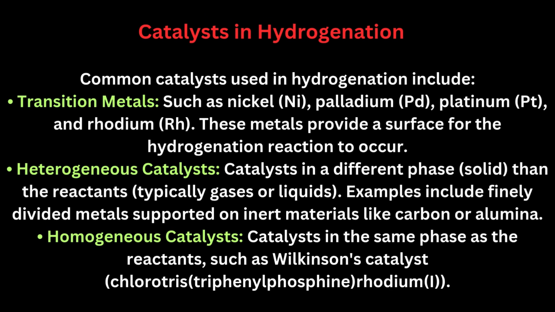Catalysts in hydrogenation. Common catalysts used in hydrogenation include transition metals such as nickel, palladium, platinum, iridium, and rhodium. These metals provide a surface for the hydrogenation reaction to occur. Heterogeneous catalysts: catalysts in a different phase than the reactants, typically gases or liquids. Examples include finely divided metals supported on inert materials like carbon or alumina. Homogeneous catalysts: catalysts in the same phase as the reactants, such as Wilkinson's catalyst, chlorotris(triphenylphosphine)rhodium(I).